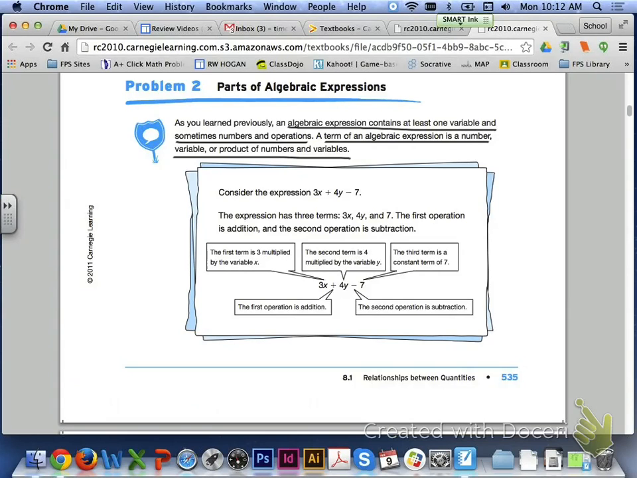So let's take a look at the example and consider the expression 3x plus 4y minus 7. This particular expression has three terms based off of that definition. 3x would be one, 4y would be another, and 7 would be the final term. The operations that I see are addition and subtraction. Now remember, 3x is a term because it is the product of a number and a variable, along with 4y, and 7 is just a number, so that would also be considered a term in that algebraic expression.